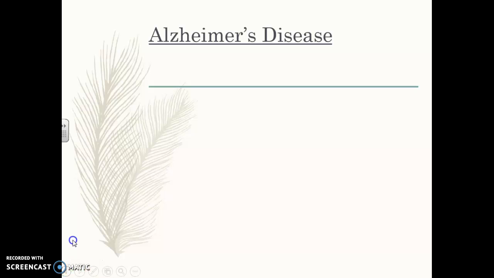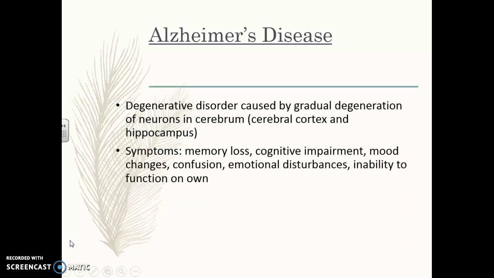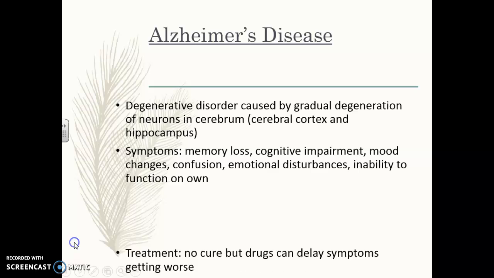Our fourth and final disease is Alzheimer's. This is also a degenerative disorder, and it's caused by the gradual degeneration of neurons in the cerebrum, particularly the cerebral cortex and the hippocampus, which are important for learning and memory. So, symptoms of Alzheimer's disease: memory loss, some cognitive impairment, so speaking, thinking, remembering, stuff like that. Mood changes, perhaps some symptoms of dementia like confusion, emotional disturbances, the inability to function on your own.